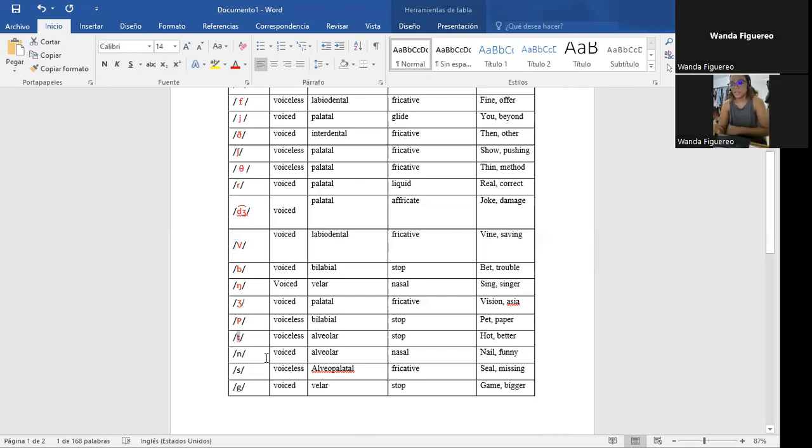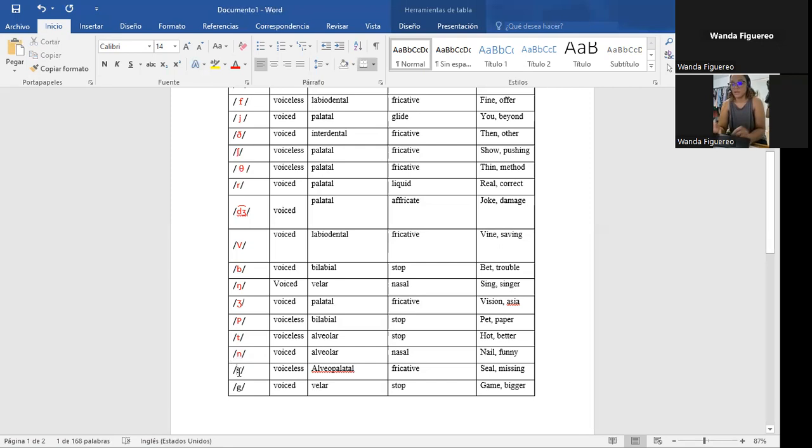We then have the n sound. That's a voiced alveolar nasal sound because the tongue gets in contact with the alveolar ridge to be pronounced. For example, we have nil and funny.